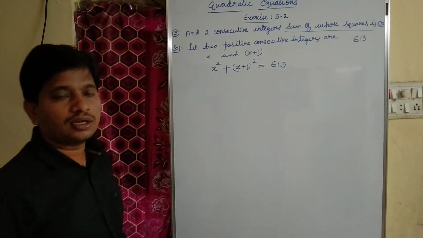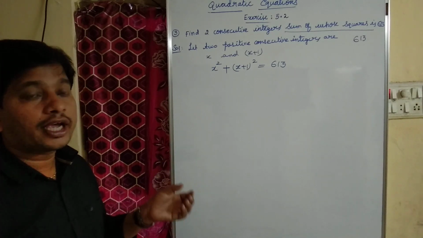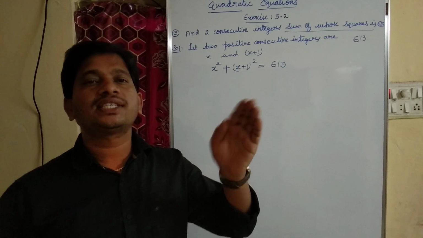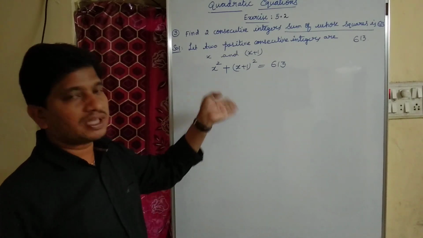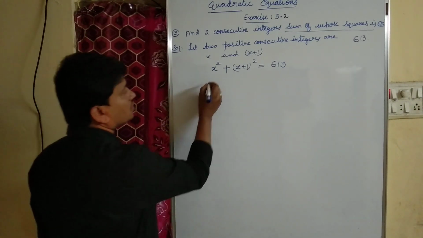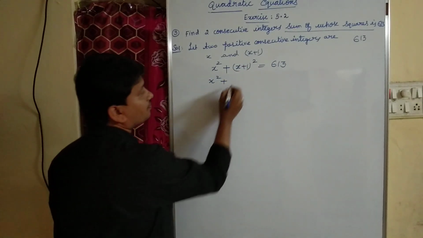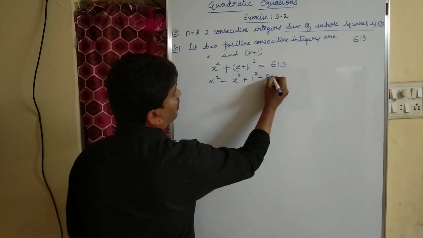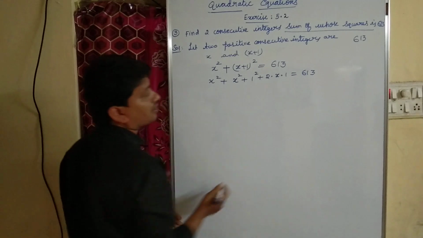Children, are you understanding why we wrote x square plus (x plus 1) whole square? According to the statement, the sum of whose squares is 613. So x square plus (x plus 1) whole square equals 613. Now (x plus 1) whole square is in the form of (a plus b) whole square: a square plus b square plus 2ab, and the equation equals 613.